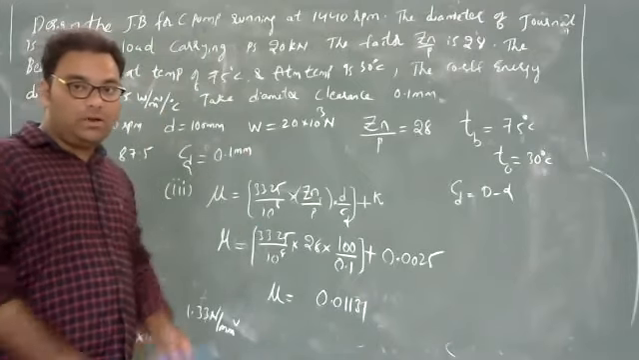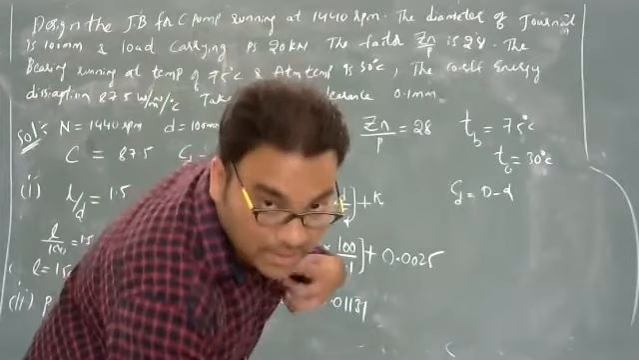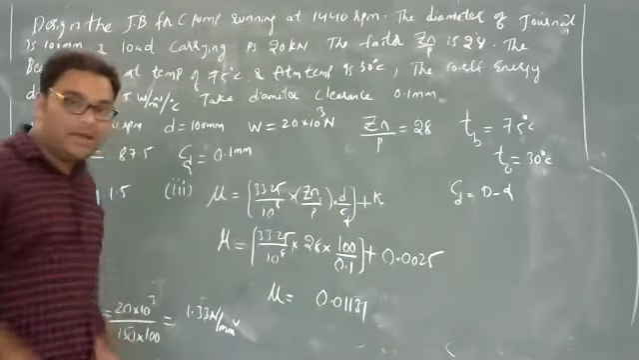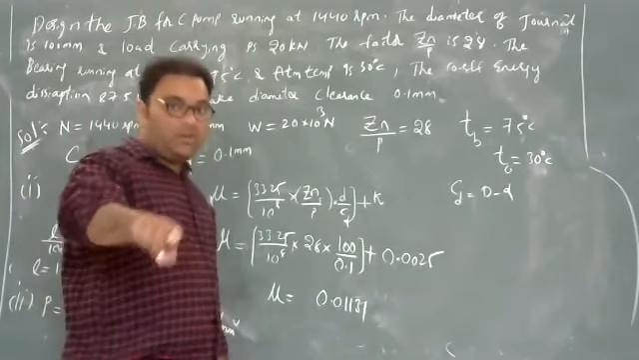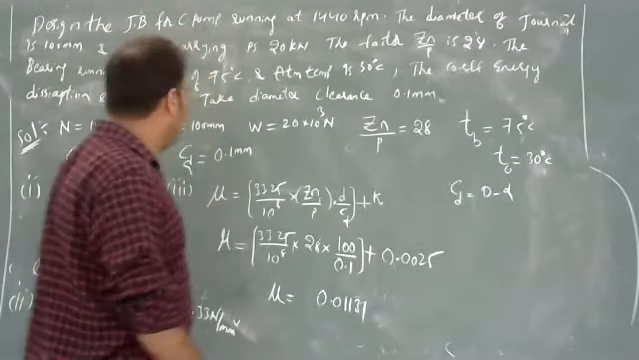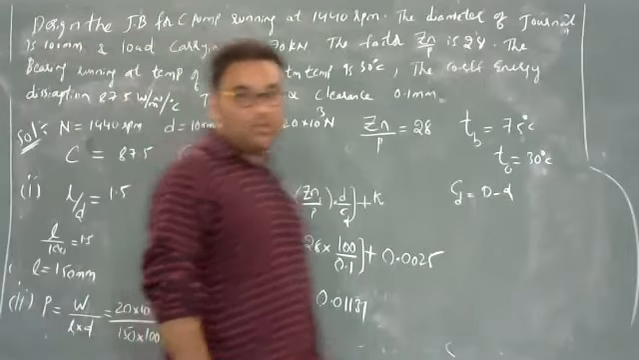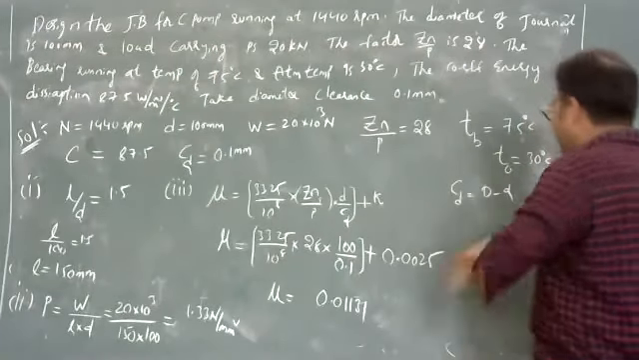Now we have to go for the heat generation. So what is the heat generation? The heat generation formula is Hg equal to mu into W into V. This is also available in the data book, so you follow the data book and write it directly. I know the formula, that's why I write it directly.